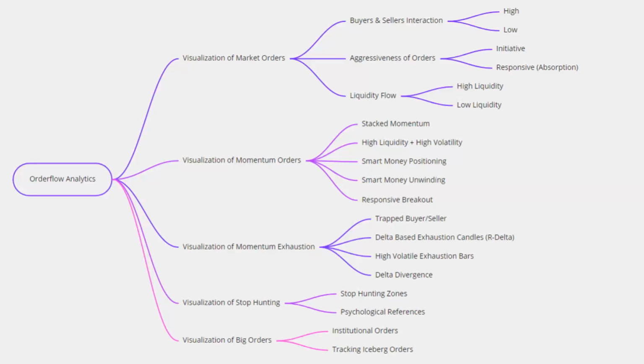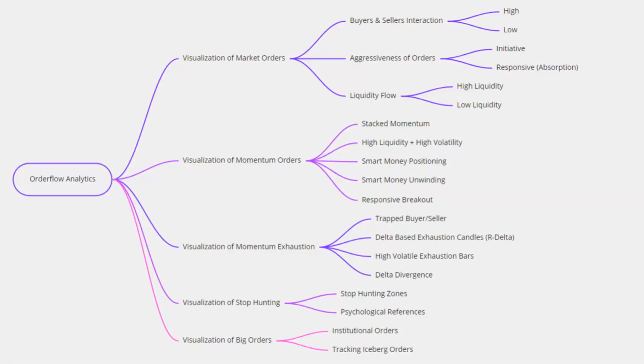And along with trapped buyer and trapped seller, if you have a couple of strategies like R delta trading strategies, I'll be discussing those R delta trading strategies as well, and high volatility exhaustion bars, delta divergence. So these are various concepts surrounding order flow.